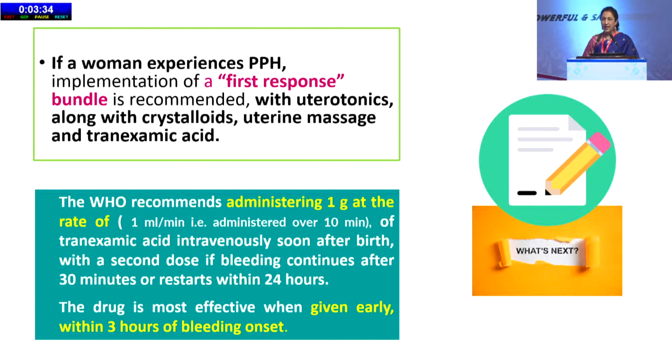WHO recommends administering 1 gram of tranexamic acid at the rate of 1 milliliter per minute, which is to be given as 1 gram in 10 minutes intravenously soon after birth. And if the patient still continues to bleed, you can give another shot 30 minutes later. The drug is going to be most effective if you give it in the first 3 hours of the onset of bleeding.